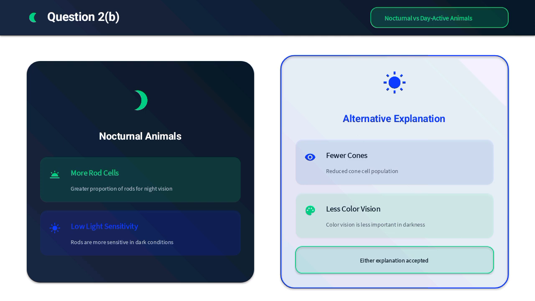Part B asks about nocturnal animals compared to animals active during the day. Nocturnal animals are adapted for night vision.